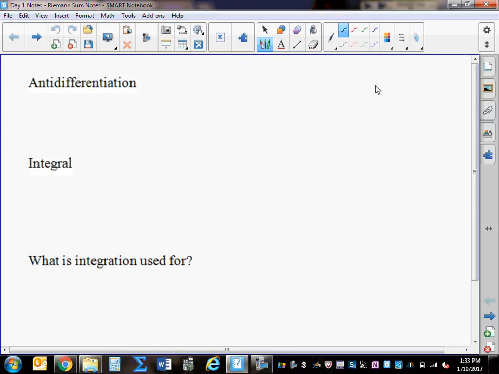So we were dealing with derivatives, and whenever we took the derivative of something, that was called differentiating it. So anti-differentiation is the opposite of that. It's basically going backwards, kind of like squaring is the opposite of square rooting. Anti-differentiating, or taking the integral, is the opposite of differentiating. All right, so anti-differentiation is the opposite of taking a derivative.